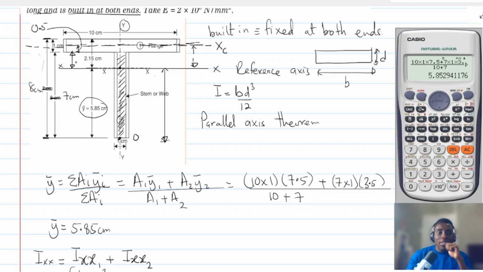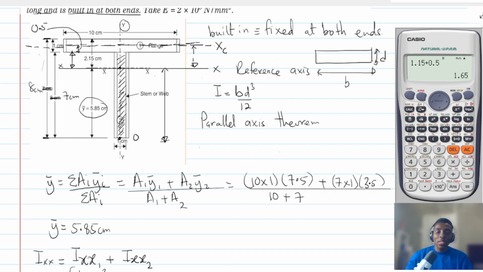Okay. And that is going to be 7 minus 5.85. So 7 minus 5.85 is 1.15. So the 2.15 is the extreme, but we just want halfway. So it's going to be 1.15, which is basically that distance till we get to this end, and then we add 0.5 to it, and that will give us 1.65.